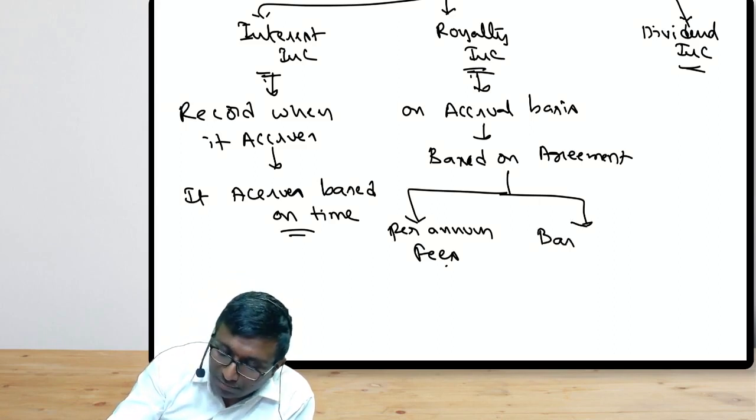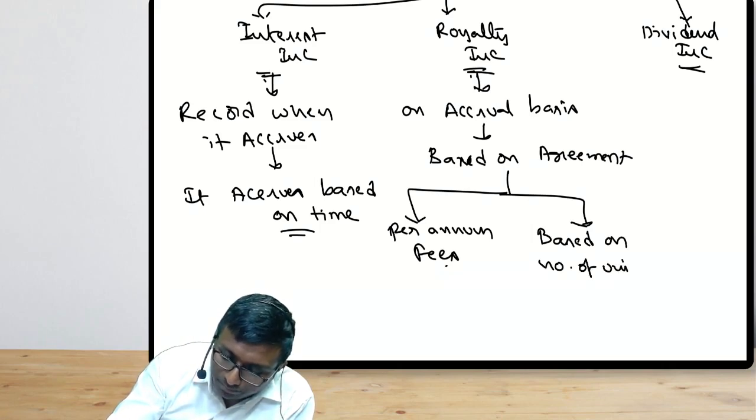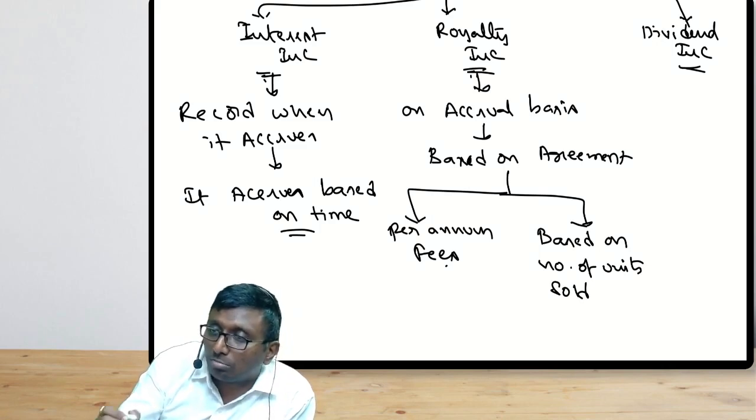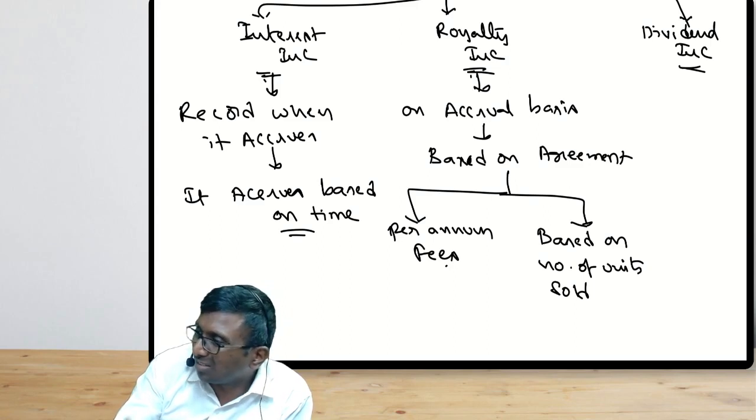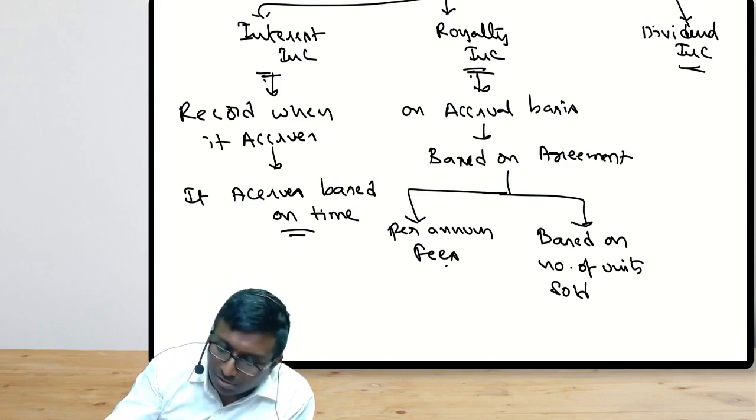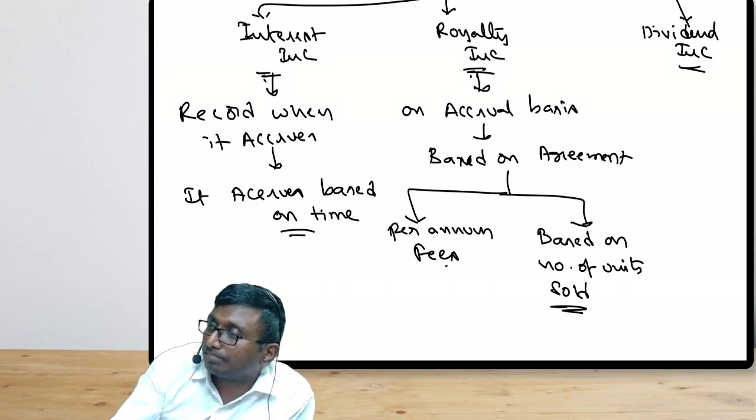Or royalty can be based on sales, based on number of units sold. Per book, sir, 10 rupees royalty to you. Like that, whatever they will fix, for small money. Okay, right. This is the basic matter.